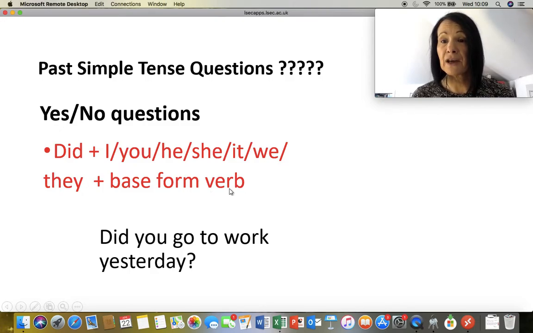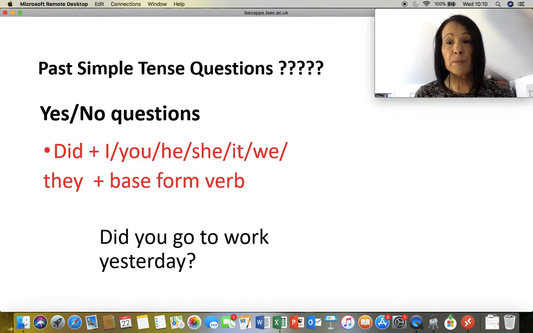So let's have a look at the answer for the question that you reordered in the last slide. Did you go to work yesterday? Okay, now we've got the did here, which is the same as this. And we've got you. And when you practice these questions with other people, family or friends, you're going to use that word you to talk to them. And then we've got the verb go. Did you go?